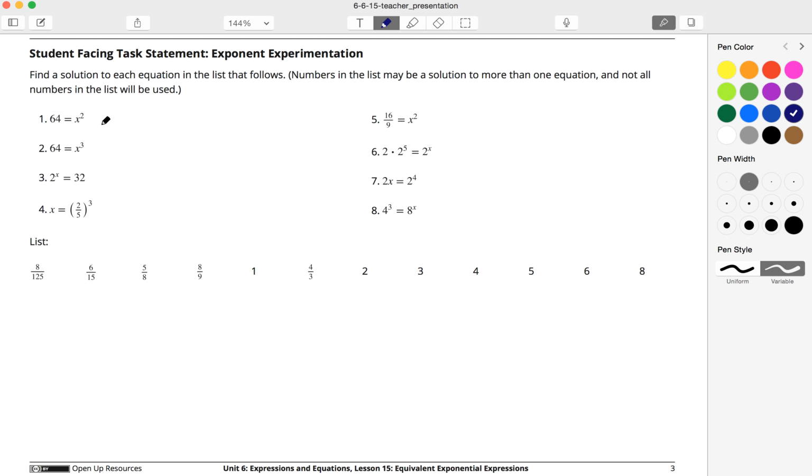So we're going to talk about question 2 together, and then I'm going to send you on your way. I'm going to give you 10 minutes of quiet individual think time this time to really determine what you think this is going to be.